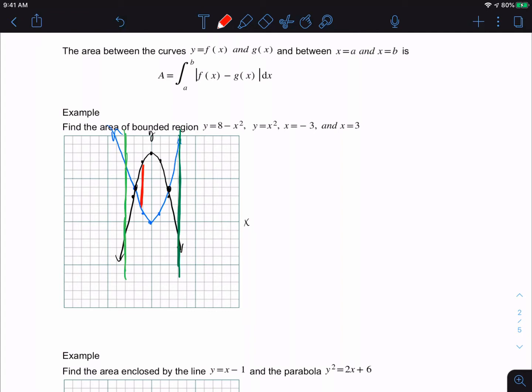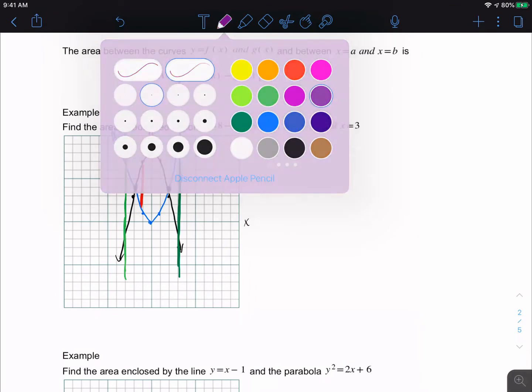Does that make sense what I'm saying? Or do you want me to demonstrate that? Okay, so check this out. I'll use purple for this.